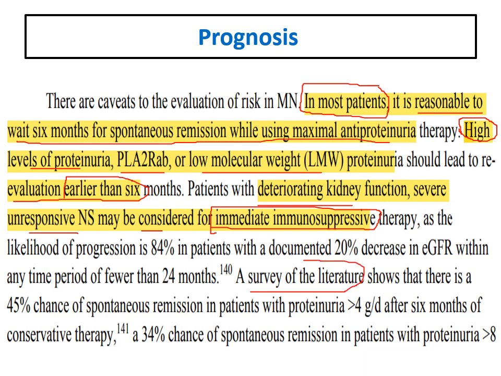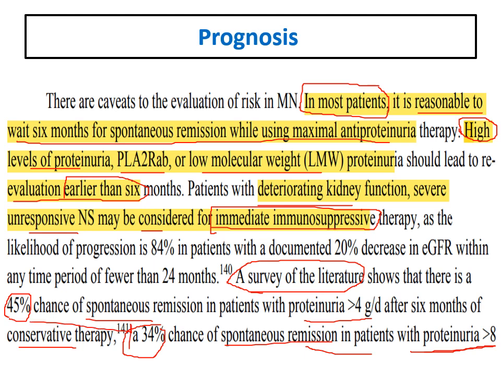A survey of the literature documents these recommendations: there is a 45% chance of spontaneous remission in patients with proteinuria of more than 4 grams after 6 months of conservative therapy, which decreases to a 34% chance in patients with proteinuria of more than 8 grams. So with higher proteinuria, the incidence of spontaneous remission decreases from 45 to 34.